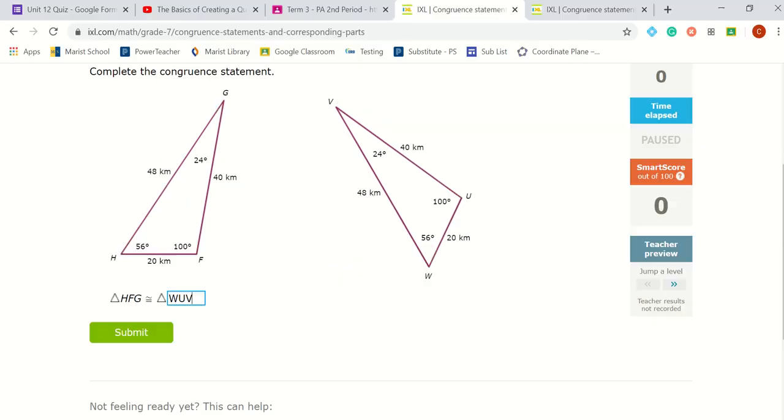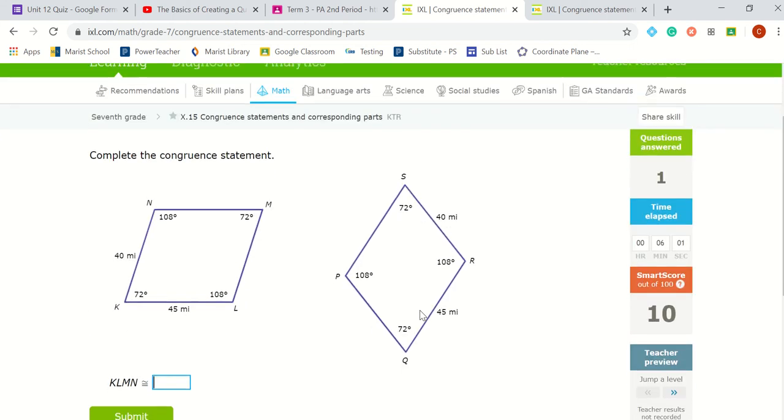So let's go to IXL now and let's work this problem out. Triangle HFG. H is 56 degrees. W is 56 degrees. H is first, W is first. F. F is 100 degrees. U is 100 degrees. F is second. U is second. G is 24 degrees. V is 24 degrees. G is third. V has to be third. I'm going to submit that. Let's take a look at another one.